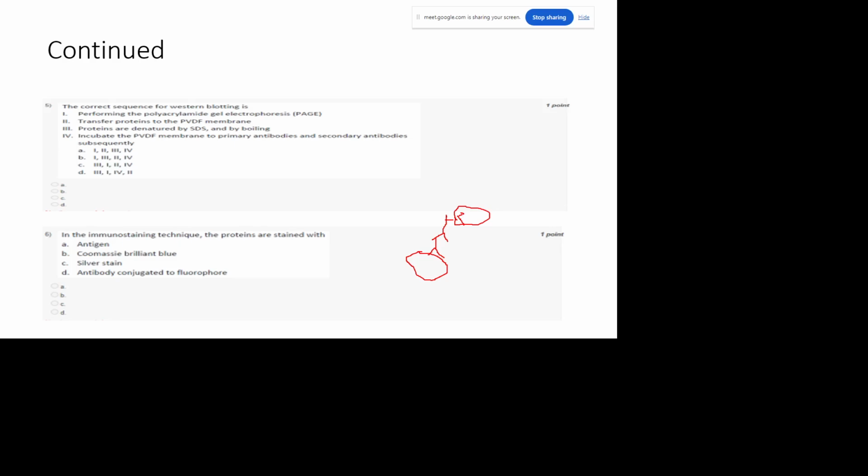If it is conjugated with FITC fluorophore probe, then it will give you a green fluorescence upon exciting with a proper wavelength, right? So the answer will be antibody conjugated. If you see the green light, that means you are visualizing this protein. So in this immunostaining technique, the proteins are stained with the antibody conjugated to fluorophore. Option D is correct here.